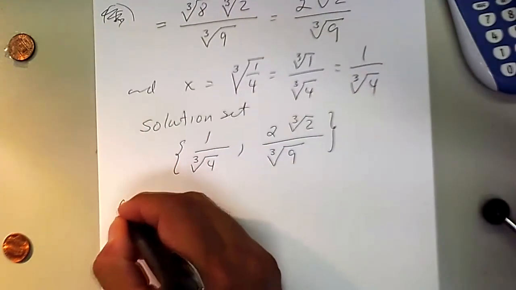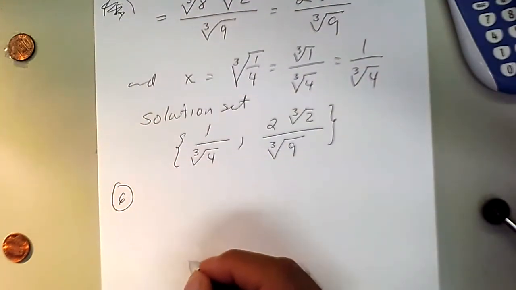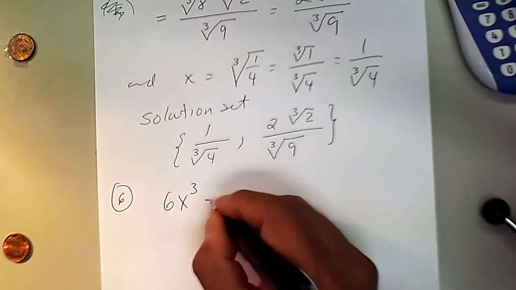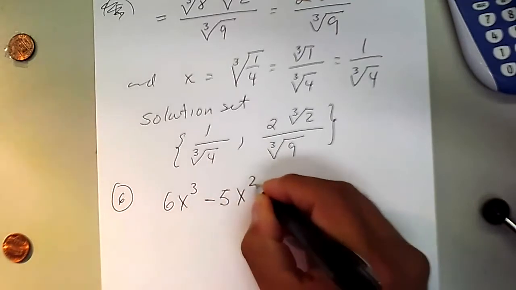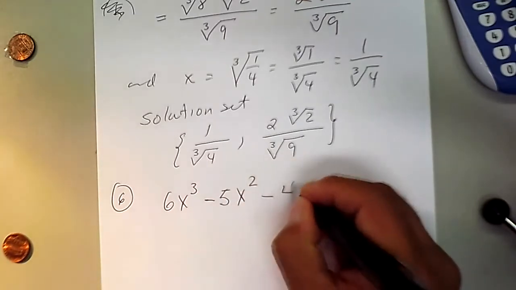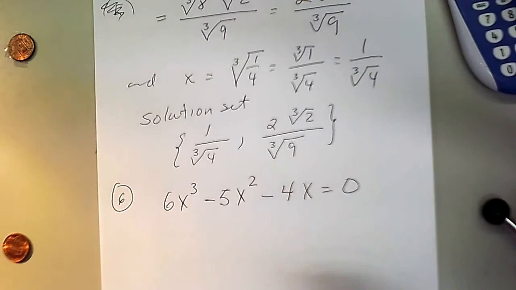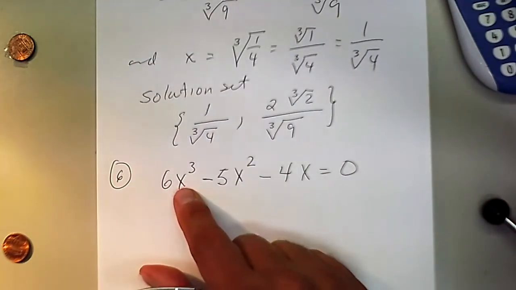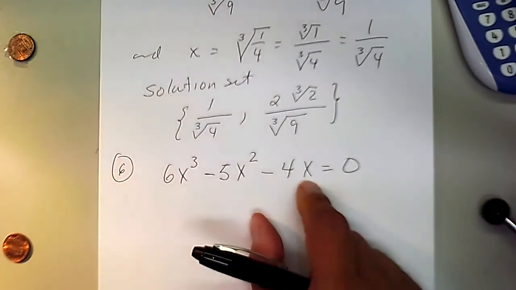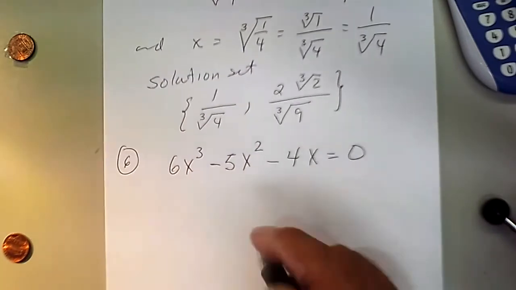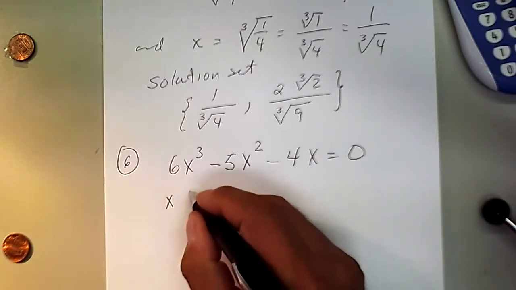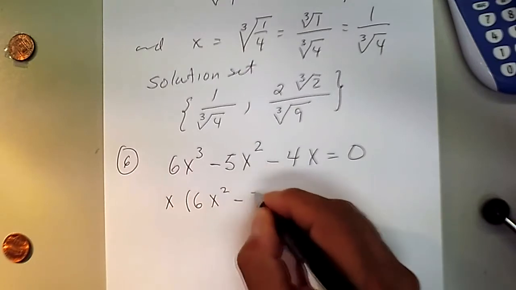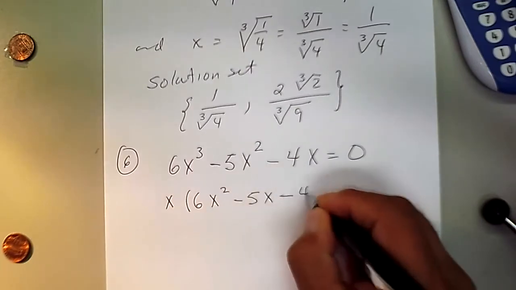Example 6. 6x cubed minus 5x squared minus 4x equal to 0. Whoa, we got a lot of x's. That's the first thing that pops out to us. There's tons of x's. Right off the top, we should factor that out, x. So we end up with 6x squared minus 5x minus 4.